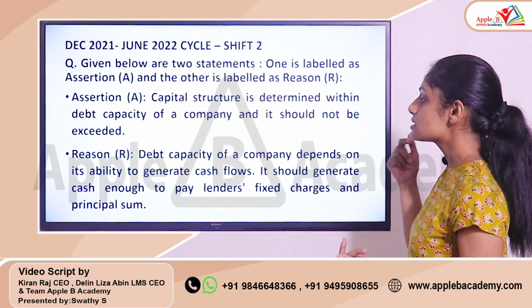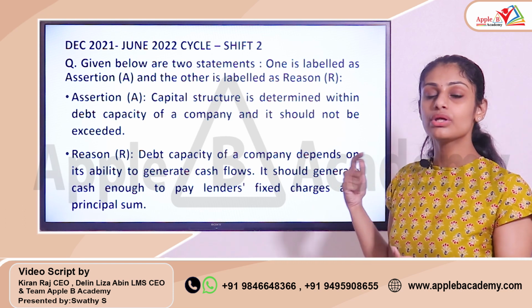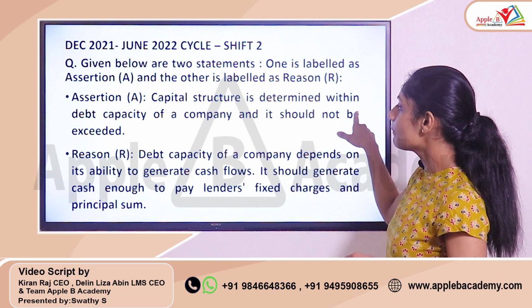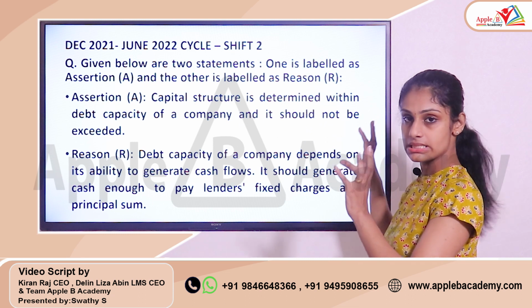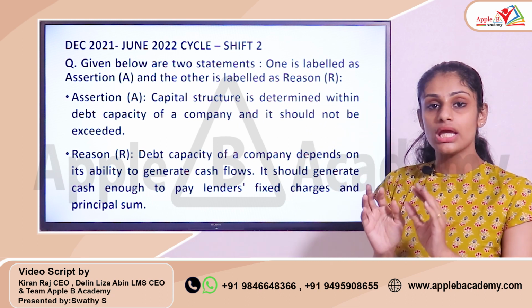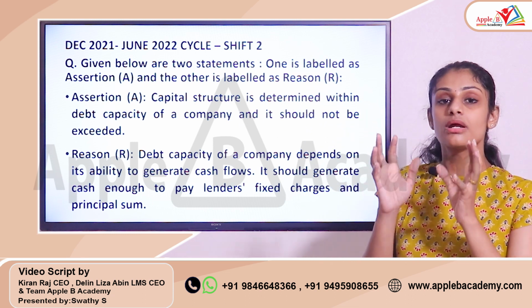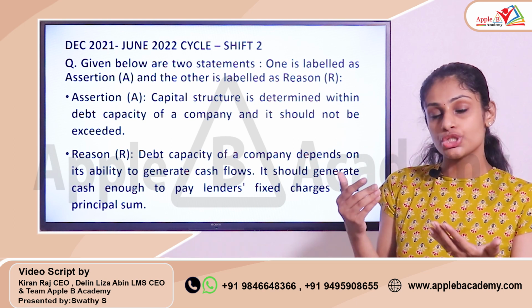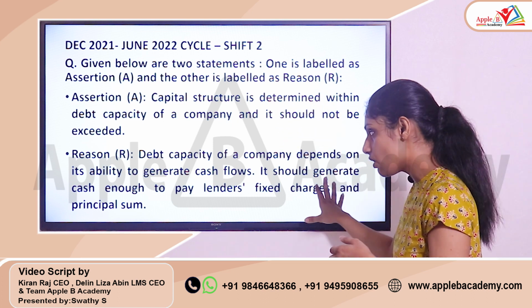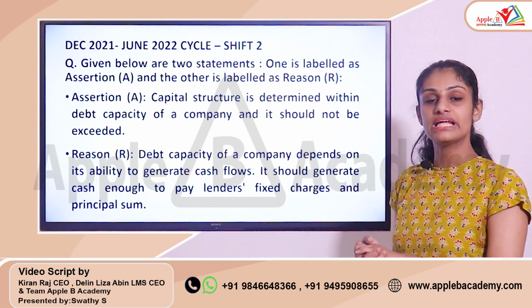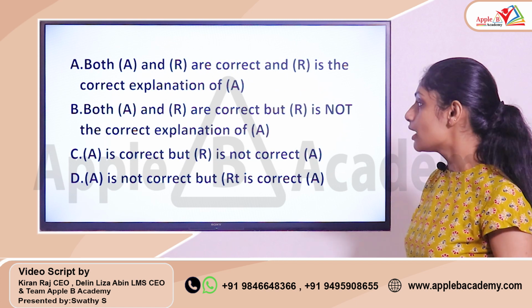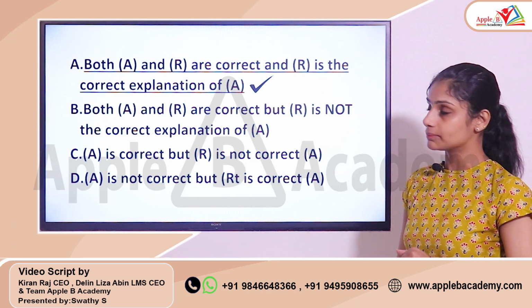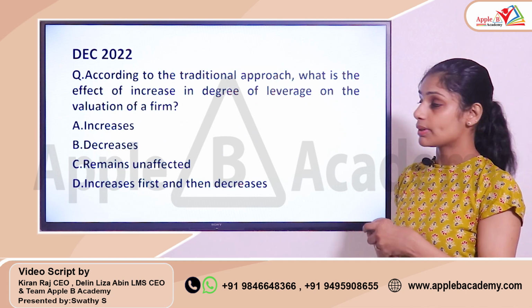Now the question is whether the reason is supporting the assertion. How can you identify whether the reason is supporting the assertion? Here it is saying how the debt capacity is determined, or why the firm should consider the debt capacity while considering the proportion of capital structure. It is because of what debt capacity is, as specifically given here. So what you can say is that both A and R are correct and R is the right explanation of A. Okay. Next question, December 2022.